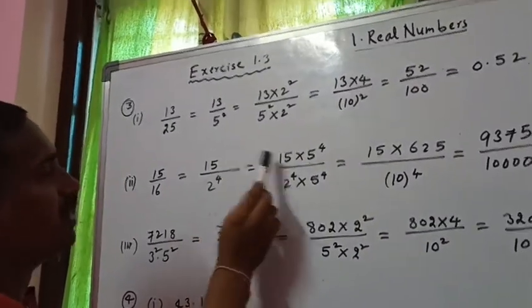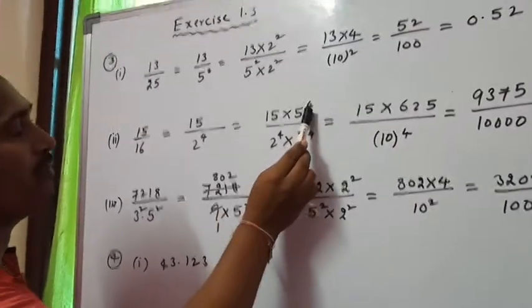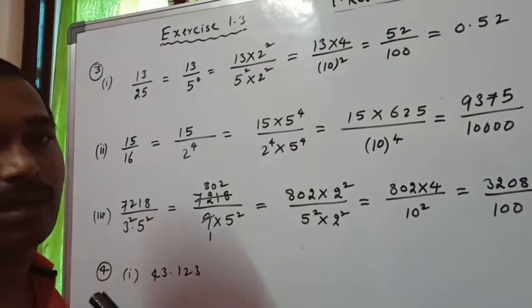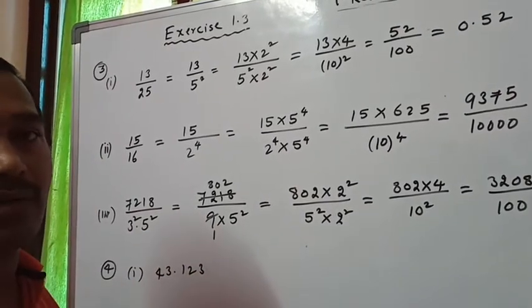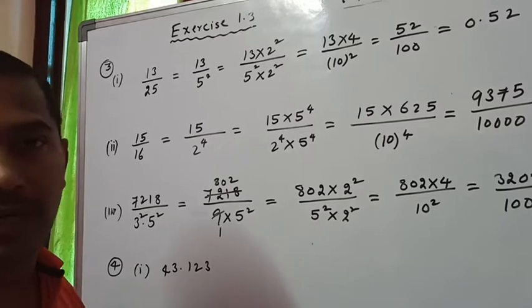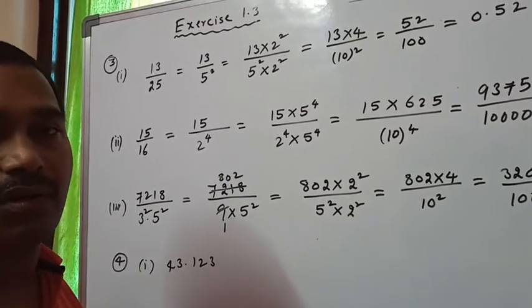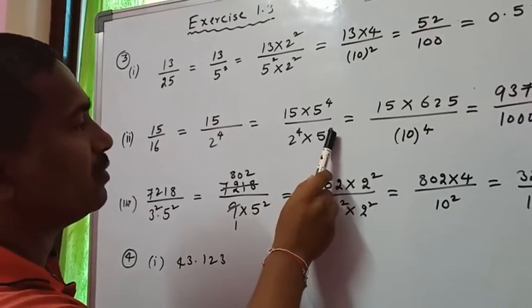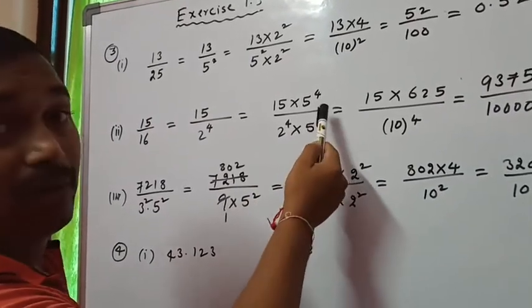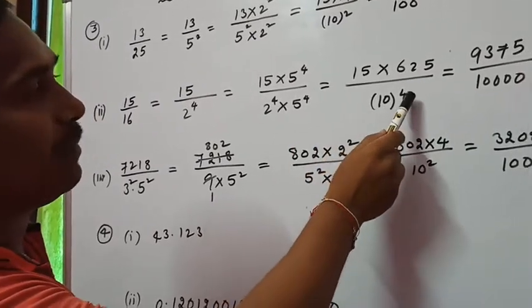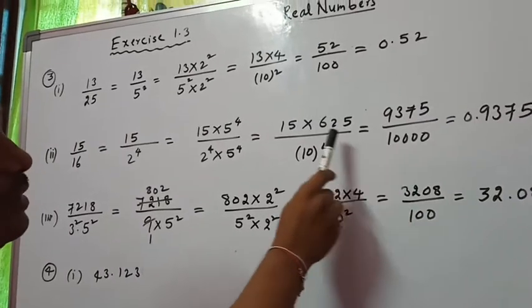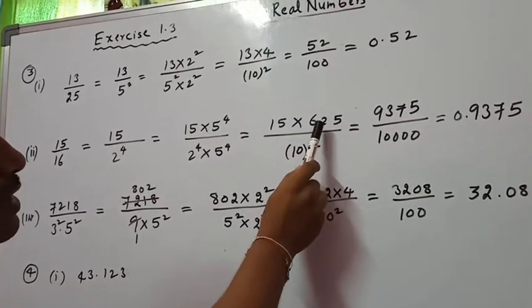So here multiply with 5 power 4. So 15 into 5 power 4 by 2 power 4 into 5 power 4. 5 power 4 means multiply 5 four times: 5 into 5 into 5 into 5. 5 fives are 25, 25 into 5 is 125, 125 into 5 is 625. So 2 power 4 into 5 power 4 is 10 to the power of 4, which is 10,000. Here 5 power 4 is 625. Multiply 625 with 15.